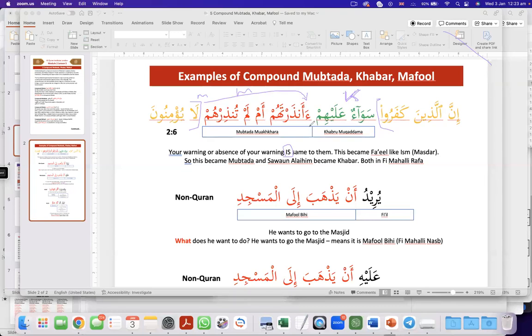So, someone was saying that Brother Muhammad was saying this is Khabar Muqaddam, because this is not Khabar's position. Khabar is supposed to be at the end, but it came at the beginning. So Khabar Muqaddam. And the Mubtada is supposed to be at the beginning, but it's going to the end. So Mubtada Mu'akhar. So no shock, no surprise, it's okay.